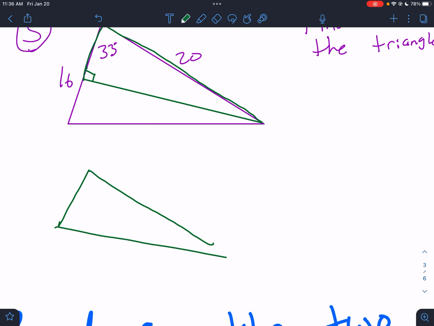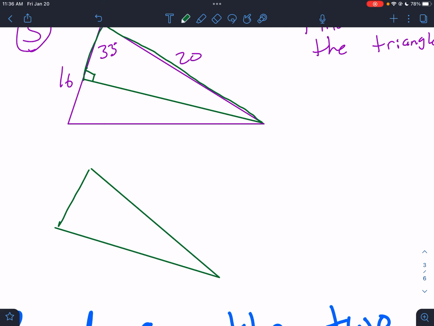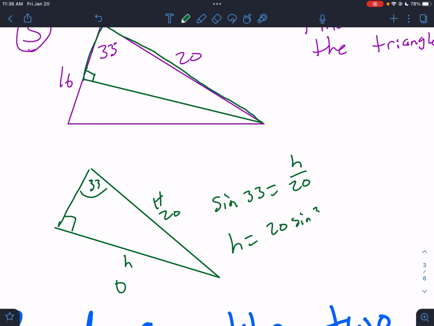And so in this situation, we have a hypotenuse of 20, an angle of 33, and this side would be my h for height. So this is opposite hypotenuse from my 33. So this is the sine of 33 equals opposite h over hypotenuse 20. So h equals 20 times the sine of 33.